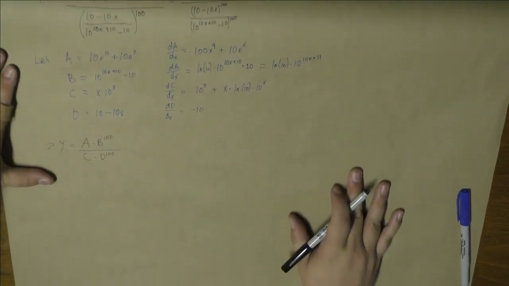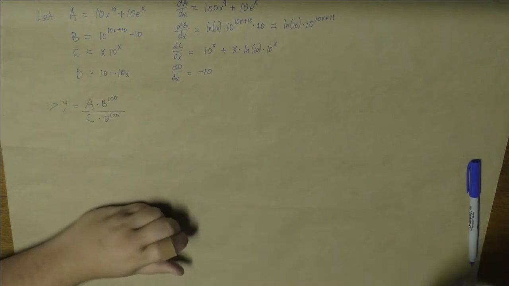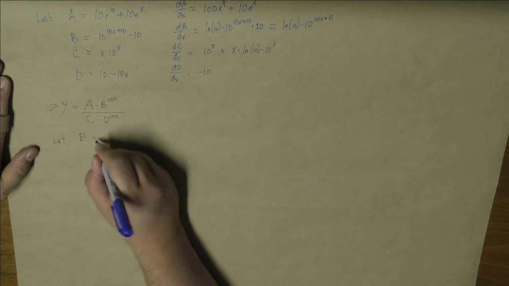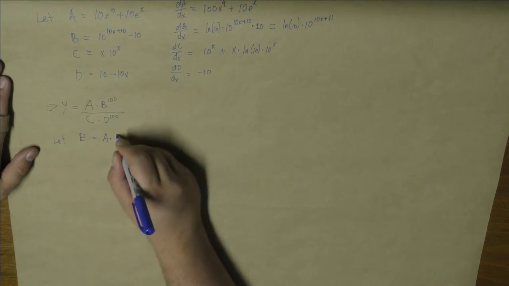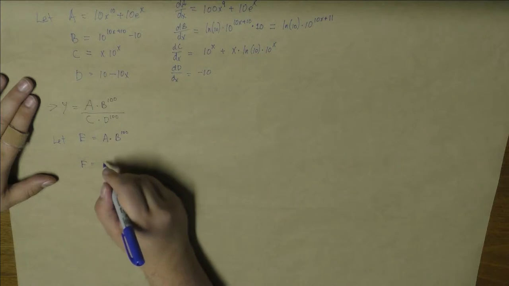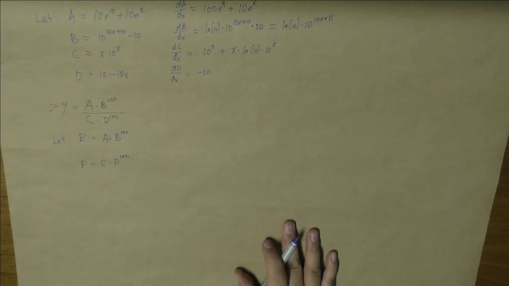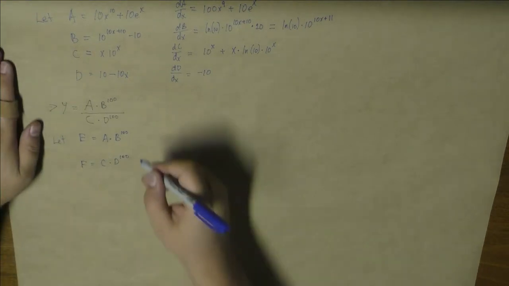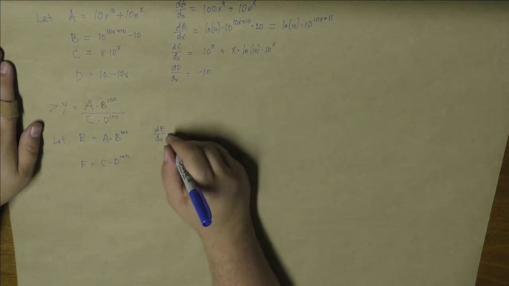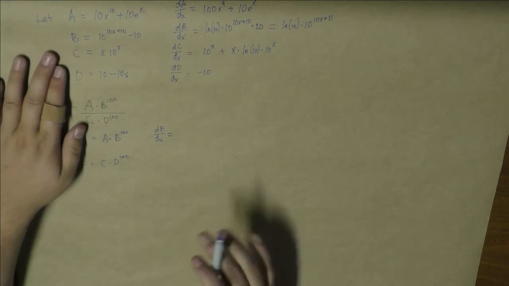I'm going to do one more bit of substitution here, just so I can keep my head straight. So we're going to let e equal a times b to the 100. And we're going to let f equal c times d to the 100. Now, we're going to need the derivatives of these as well. So dE by dx is, now a and b are functions, remember. So this is the product rule.